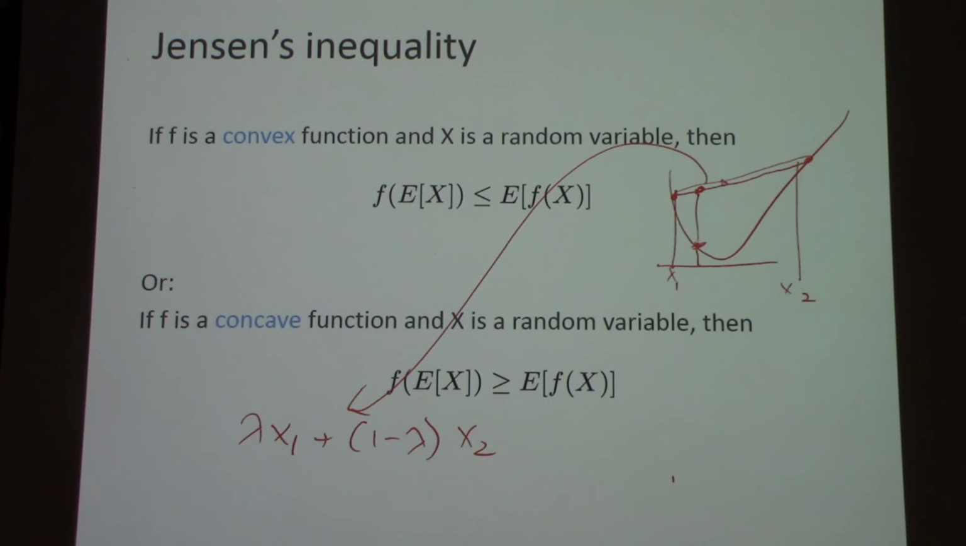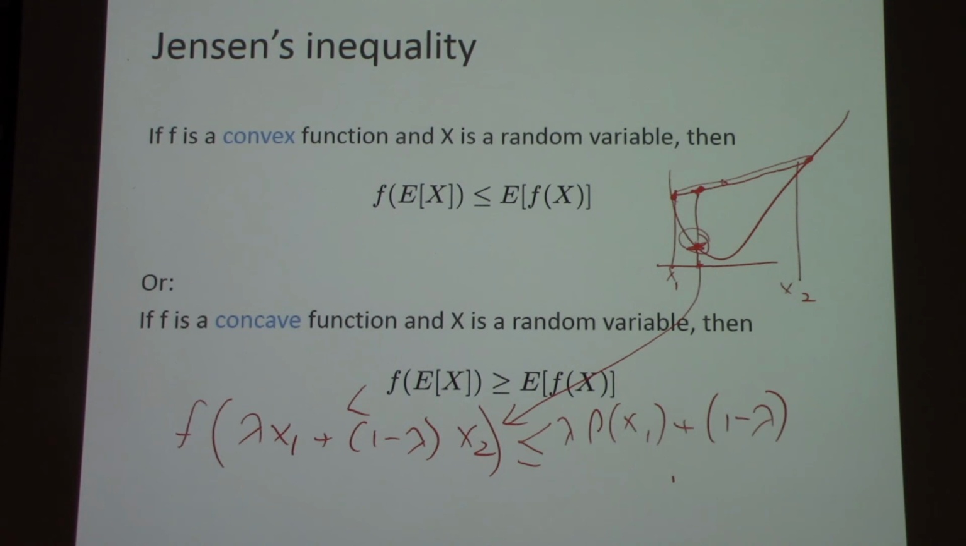And the value of the function here is just f of this. That's this level here. The definition of convexity says this point here is less than the line that connects the 2 function values. So it's less than or equal to lambda times f of x1 plus 1 minus lambda times f of x2. Lambda and 1 minus lambda add up to 1. I can think of it as a probability distribution. So this is f of the expected value of x less than or equal to expected value of f of x.